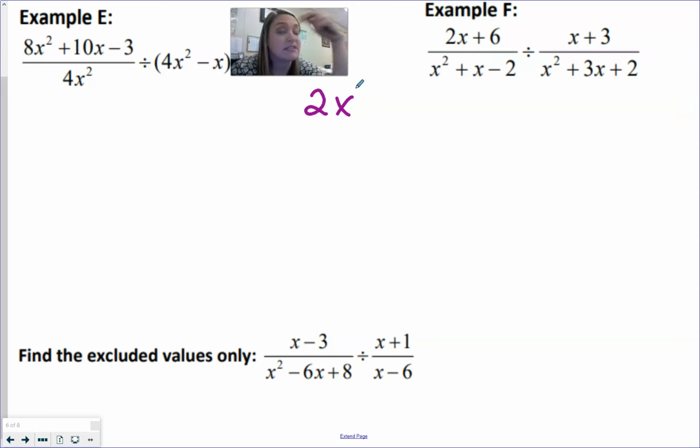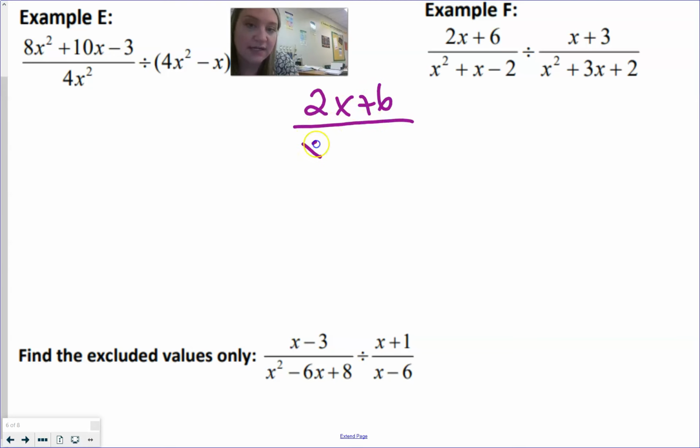People in the past have asked me if you can factor first and then flip. You can. I would just be careful, because if you factor first, you might want to start canceling things out, and you can't do that until after you have flipped it. So if you want to factor first, you can, just flip before you start canceling things out. Okay, I'm not going to factor first with this one. I'm going to leave it just the way it is. Take it step by step. I'm going to multiply by the reciprocal of this one.